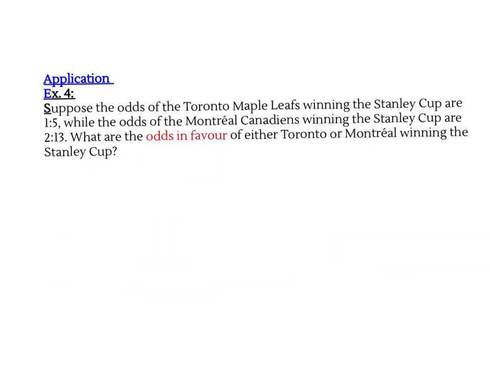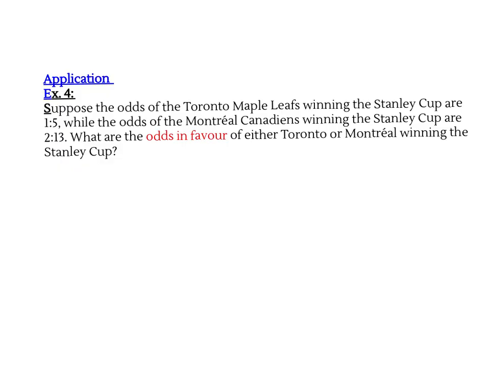Suppose the odds of the Toronto Maple Leafs winning the Stanley Cup are 1 to 5, while the odds of the Montreal Canadiens winning the Stanley Cup are 2 to 13. What are the odds in favor of either Toronto or Montreal winning the Stanley Cup? Oh wait, remember there's an 'or' in there, which means we're going to be adding. So first, we have to turn this into a probability, because remember, I cannot add or multiply odds. They have to be probabilities. So if there's a 1 in 5 chance that the Leafs are going to win, that means that the probability of the Leafs winning is 1 over 6.